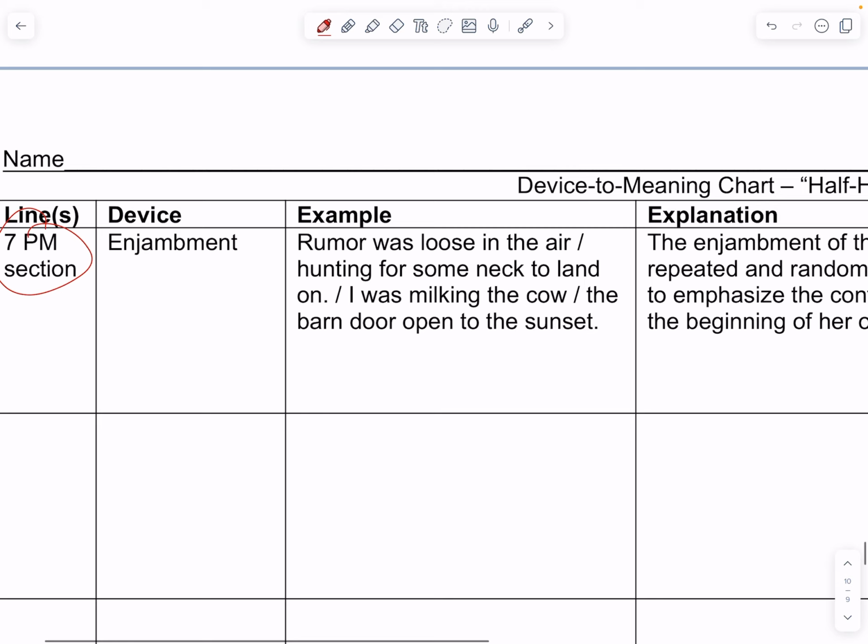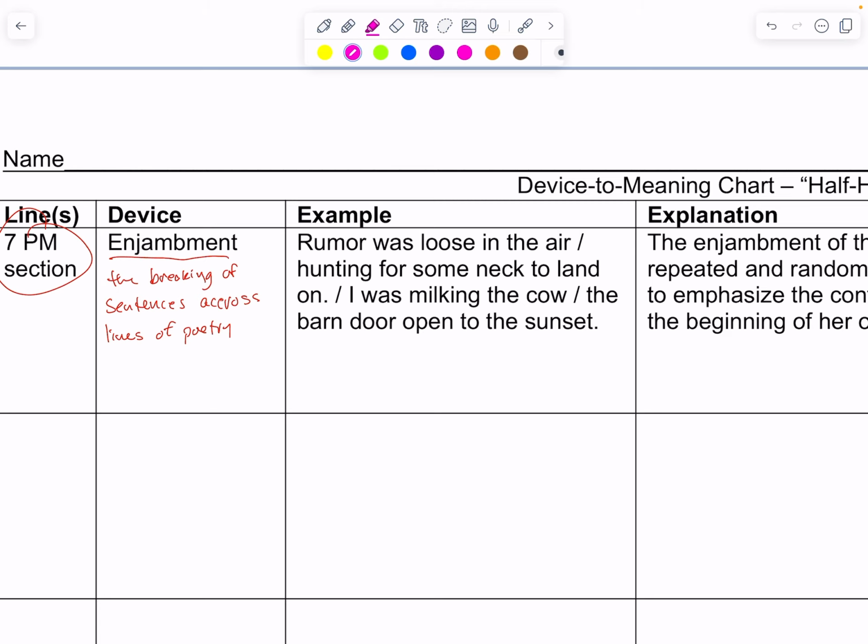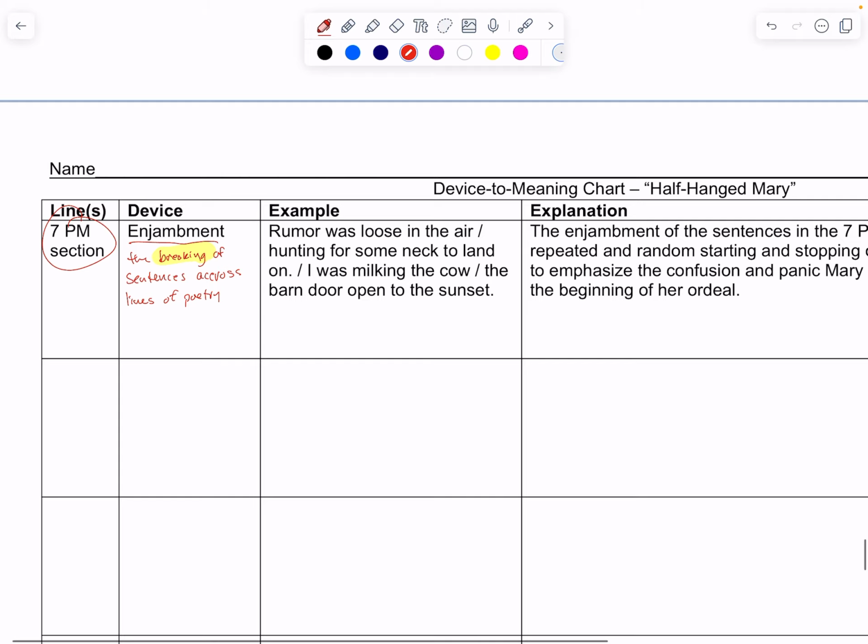We are talking about enjambment, okay? The breaking of sentences across lines of poetry, okay? And the word breaking is going to be very important here. The breaking of sentences across lines of poetry. And so we have our example here.